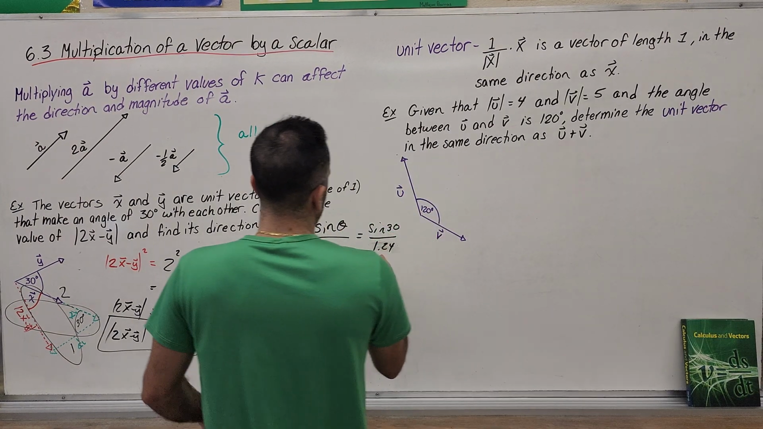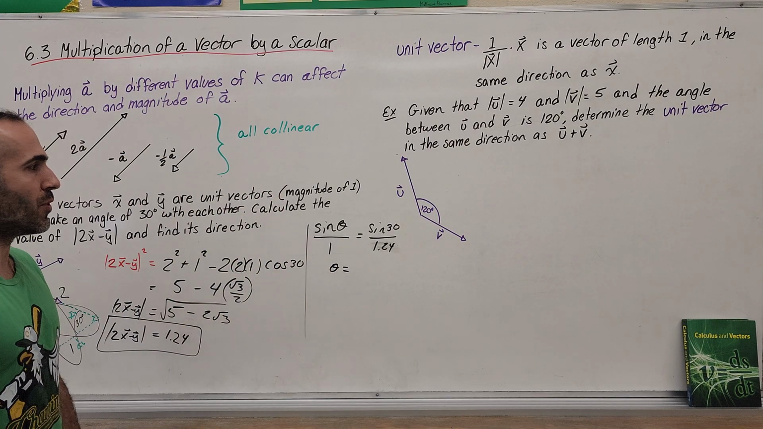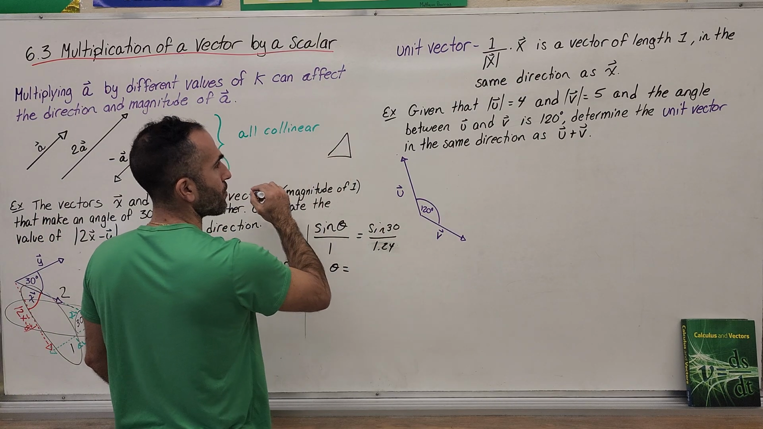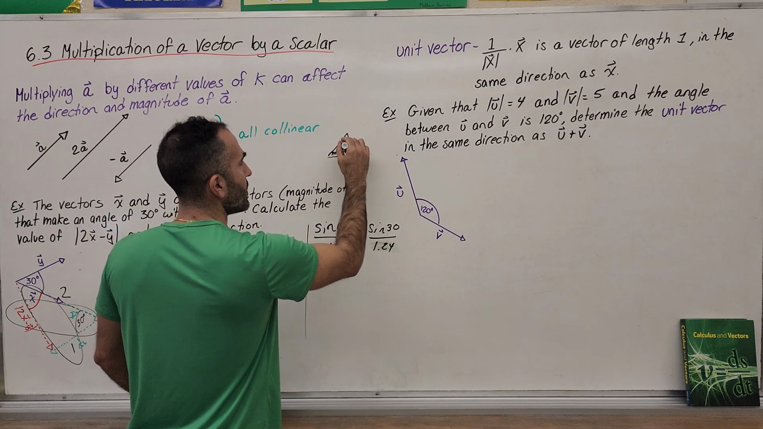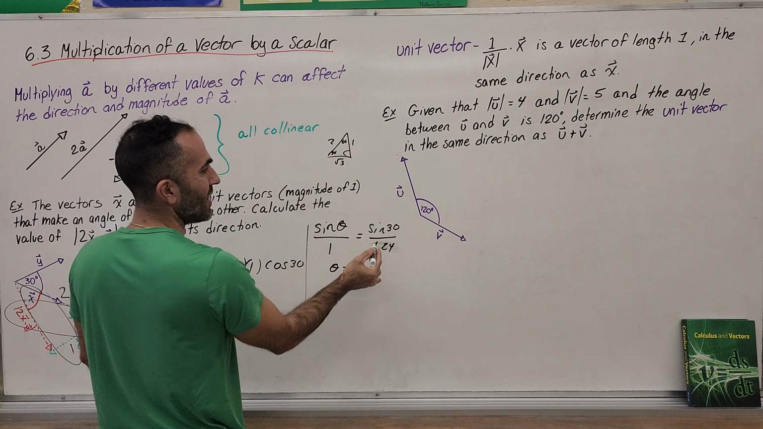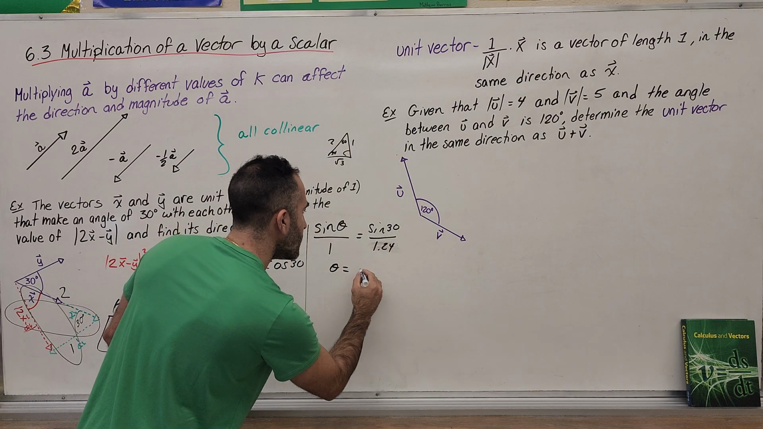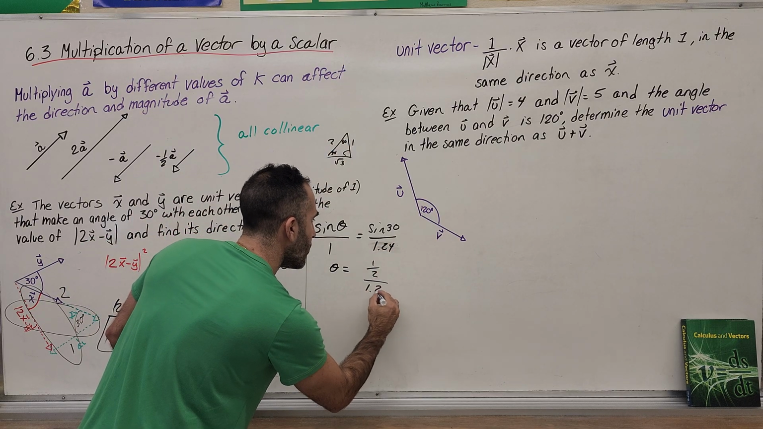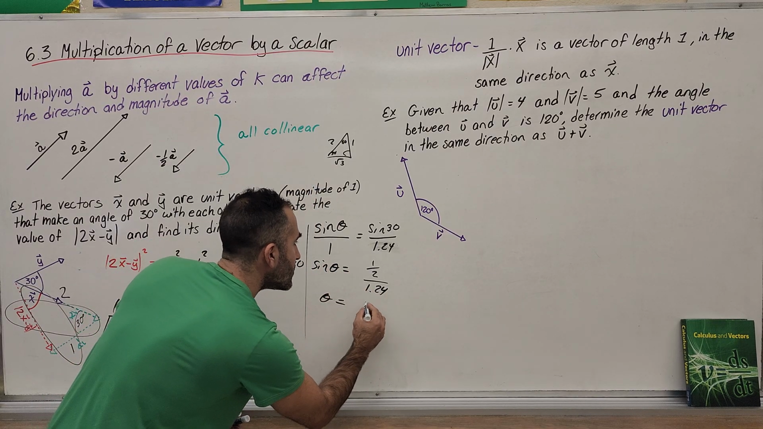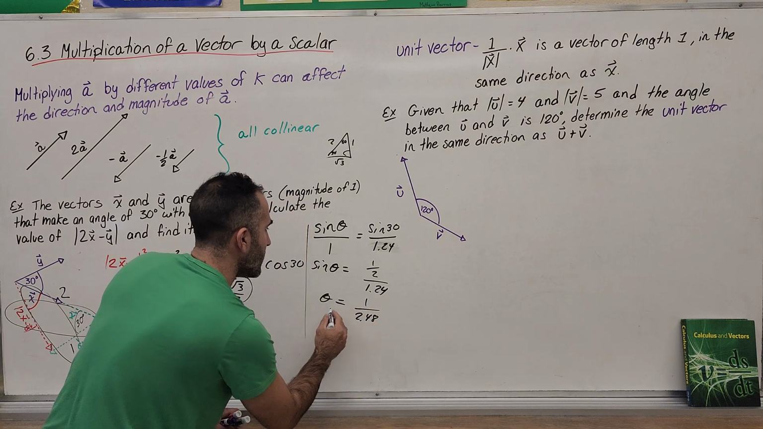Okay, so from here, to find theta, I have to do sine inverse of sine 30 over 1.24. Remember, for special angles, if we know 30, 60, 90, this is a 2, root 3, 1. Sine of 30 is 1 over 2. So I can change that to 1 over 2 over 1.24. Keep the sign here. So theta is 1 over 2.48. Doesn't really matter.